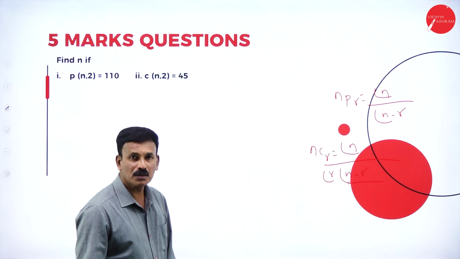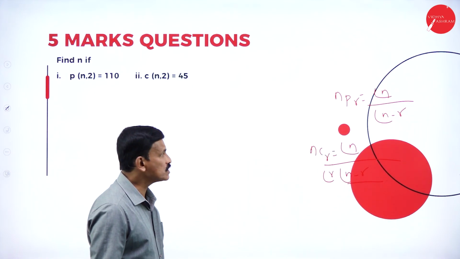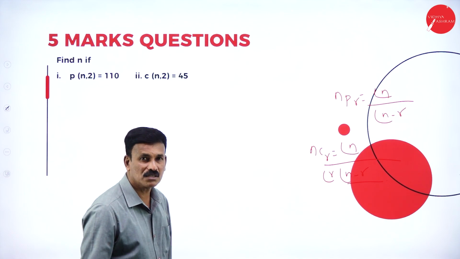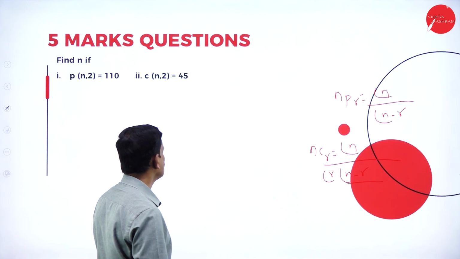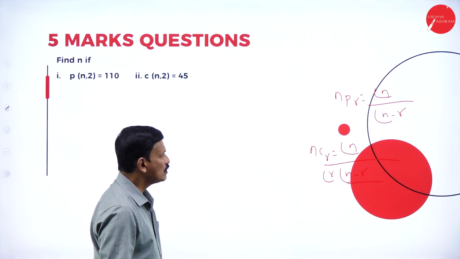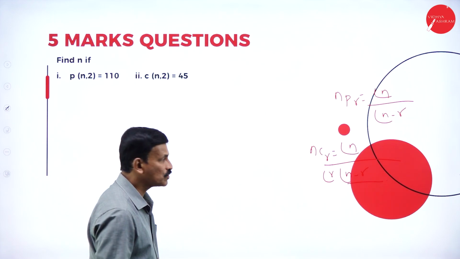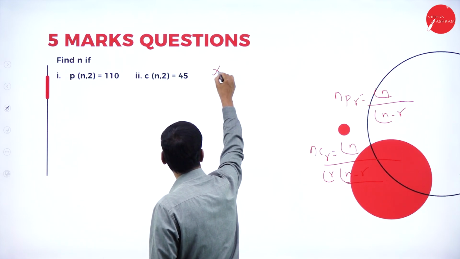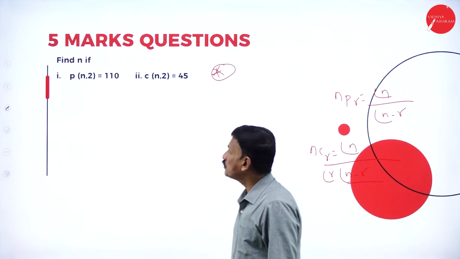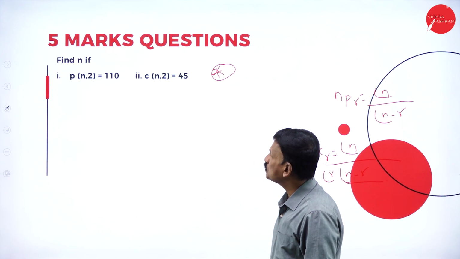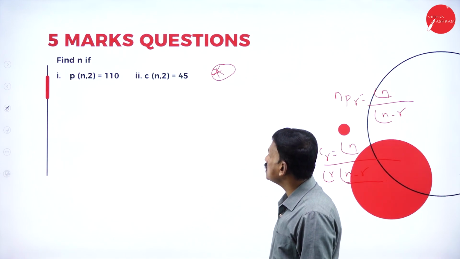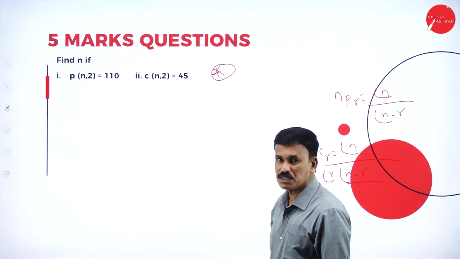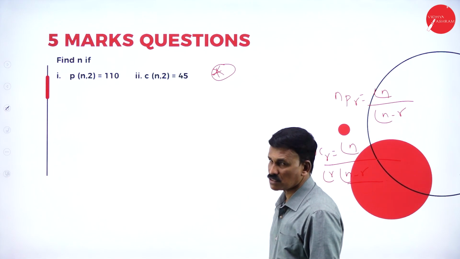Now let us recall the formulas. nPr is equal to n factorial divided by n minus r factorial, and nCr is equal to n factorial divided by r factorial into n minus r factorial. Now these are two very important types of problems. What is given? Find n if P(n,2) is equal to 110 and C(n,2) is equal to 45. P means permutations and C means combinations.